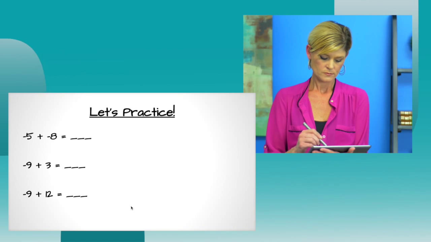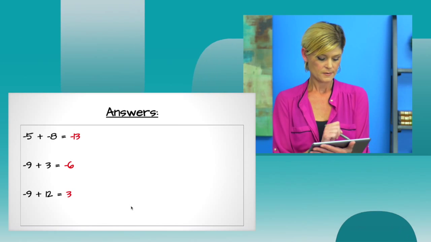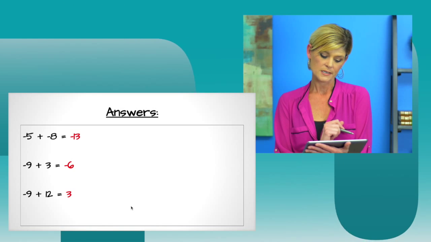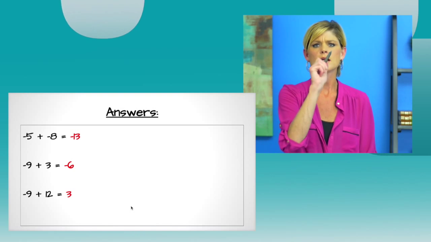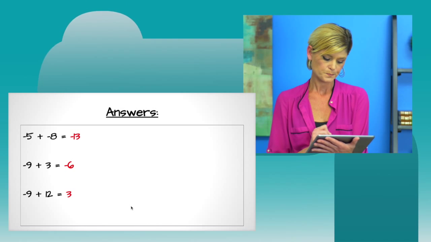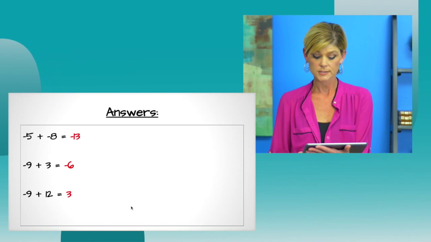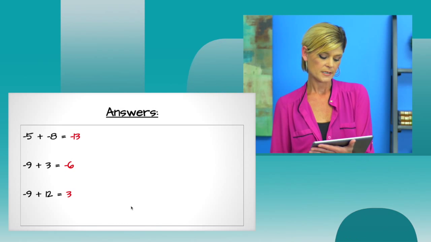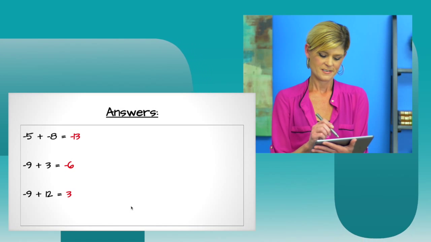How'd you do? I'm sure you did great. Okay, the answer for number 1, -5 plus -8, is -13. Now those numbers are small enough that you could have easily plotted it on a number line and just moved your pencil back 13 places. How about the next one? How'd you do on -9 plus -3? Did you get -12? Good. How about -9 plus 12? I'm sure you got a 3.